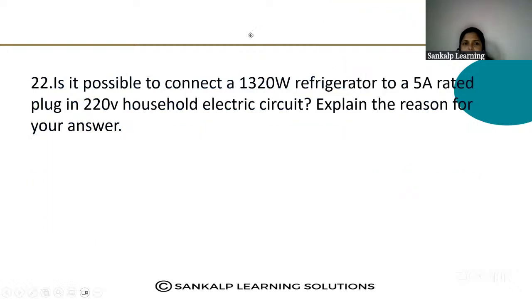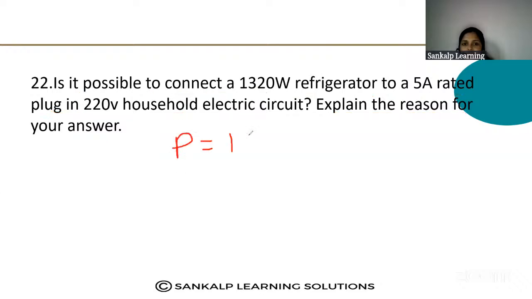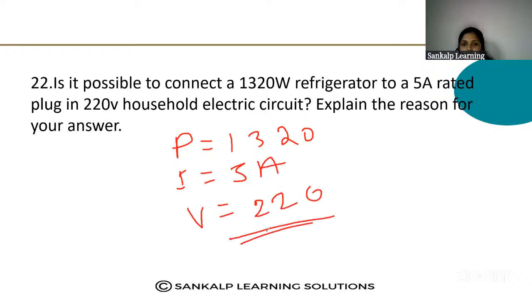Next question. Is it possible to connect a 1320 watt refrigerator to a 5 ampere rated plug in a 220 volt household circuit? Explain the reason for your answer. Here, power P is 1320 watt, current I is 5 ampere and V is 220 volt. So this is the given data.